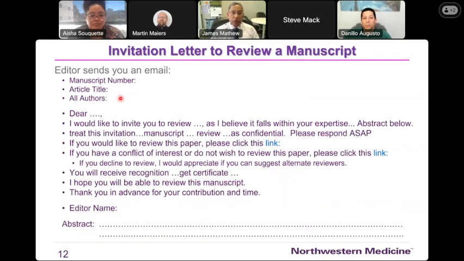Now, when you are identified as a reviewer, an invitation letter comes to you. The invitation looks somewhat like this: the manuscript number, the title, the authors, and then: dear you, I would like to invite you to review as you are an expert in this field. Abstract is below. Please consider this review as confidential.